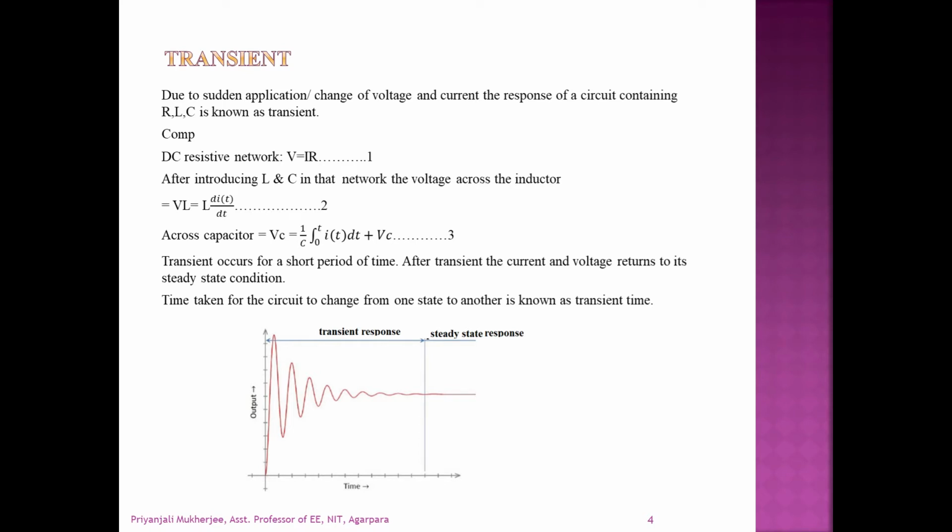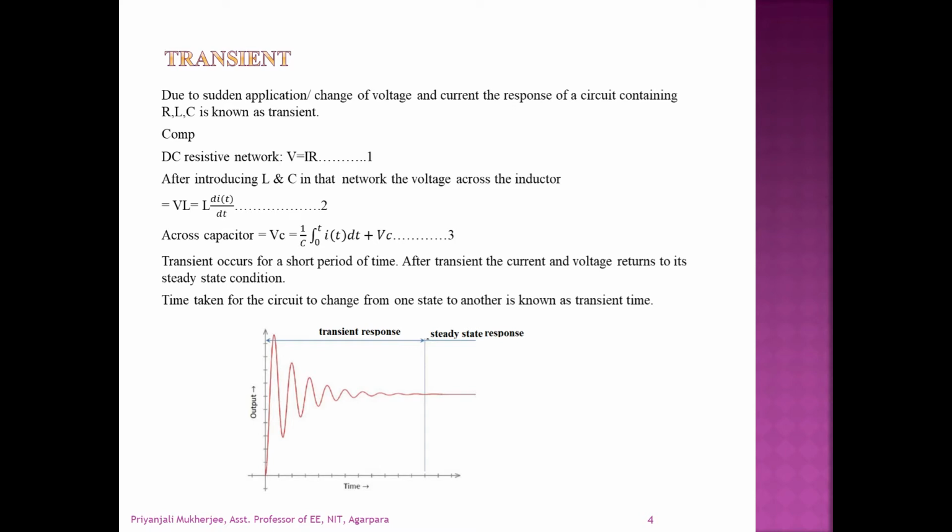So, what is a transient? If the circuit consists of R, L and C, that is the resistor, inductor and capacitor, and a supply voltage is connected across it, then the current will flow through the circuit in some equations. Due to sudden change or application of voltage and current, the response of the circuit will change from the previous one, and that is known as the transient condition.